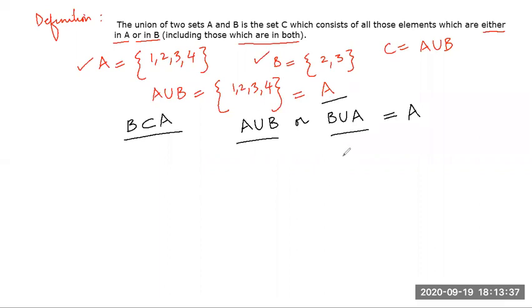Am I right? Now, what if A and B are equal, students? If A is equal to B, let's see this case also. Let's say A is equal to {1, 2, 3}.